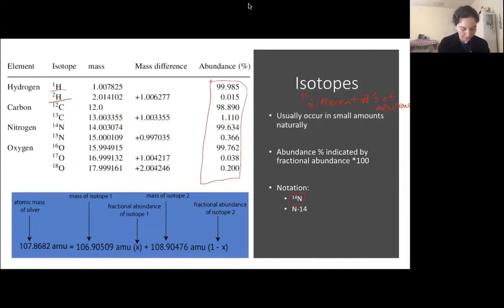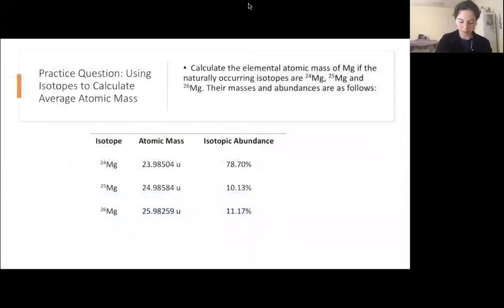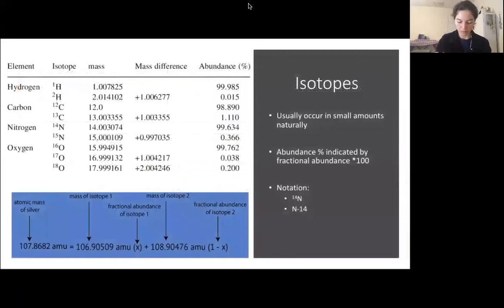So let's take a look here at an example of, well, this is a bad example. Hold on one second. Yeah, let's take a look at silver, sorry. And this fractional abundance comes directly from this. So ignore what I've got here. Okay, fractional abundance of isotope 1. So let's say the fractional abundance of this number was over here.